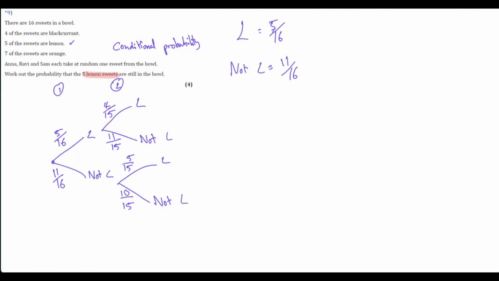Now, what it's saying is work out the probability that 5 lemons are still left in the bowl. So really, all I really care about is where we don't pick a lemon at all, which would be this root and this root. And if you remember from the first question, to get from one branch to the other, we use a multiplication. Or in other words, we use the AND rule, what we call the AND rule. And this is a calculator question. Work out probability that 5 lemons are still in the bowl.